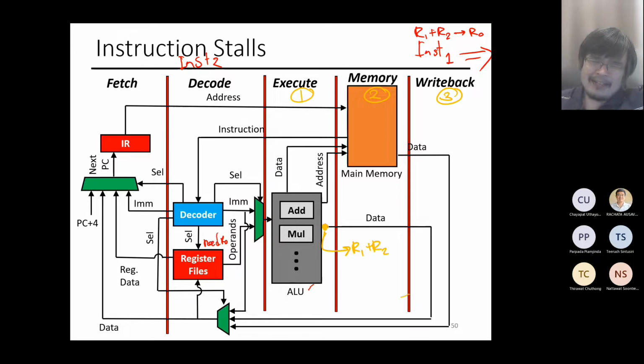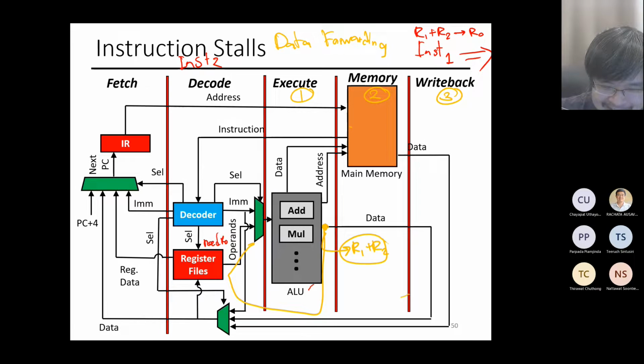So can we do something a little bit better here? We know that this is the result that we need. Yes, we can send it back. We call this data forwarding. We forward this result back to my decode stage for the next instruction.